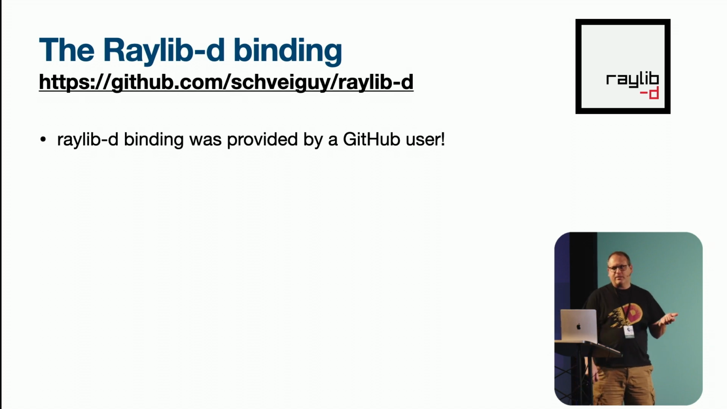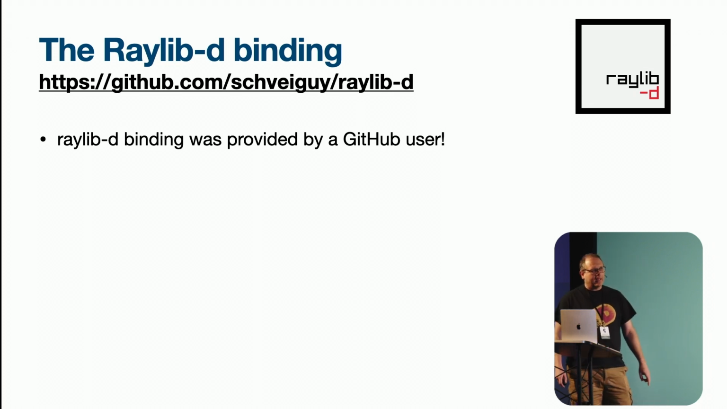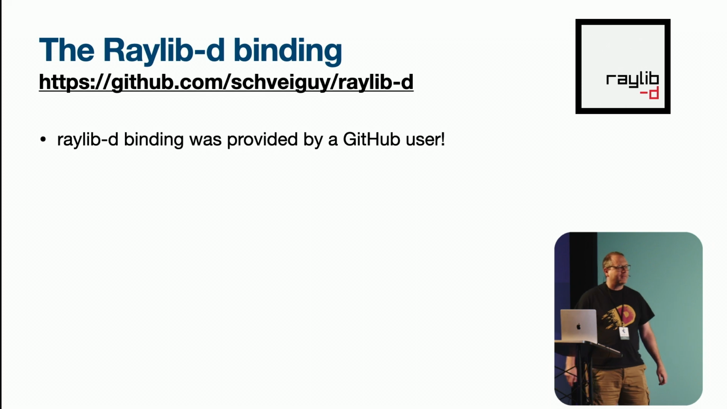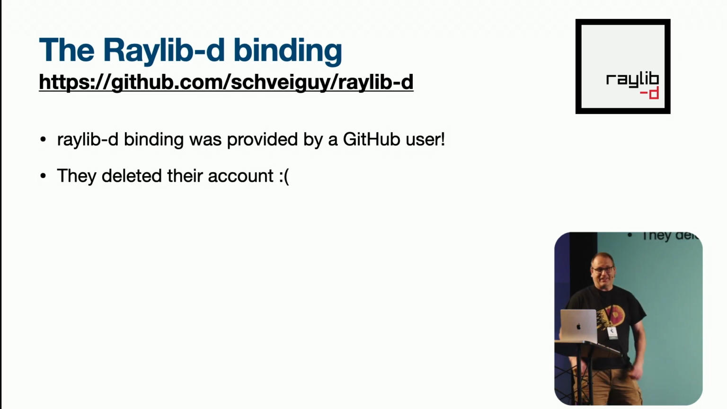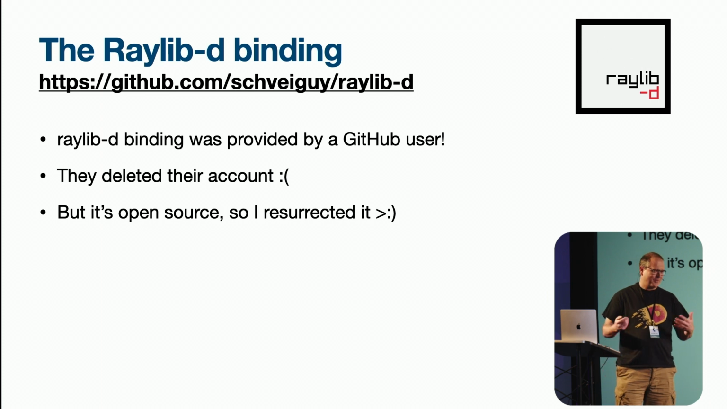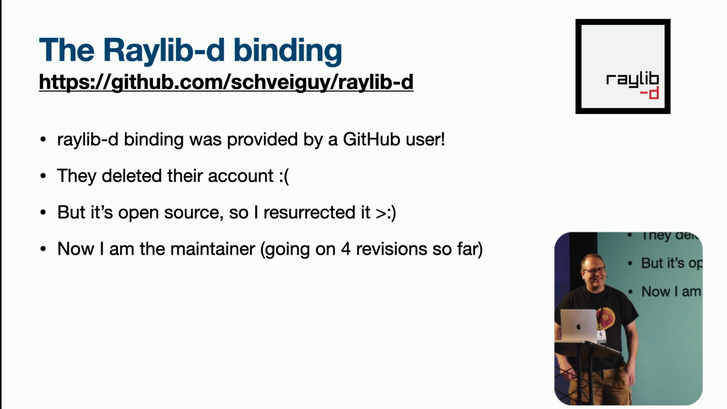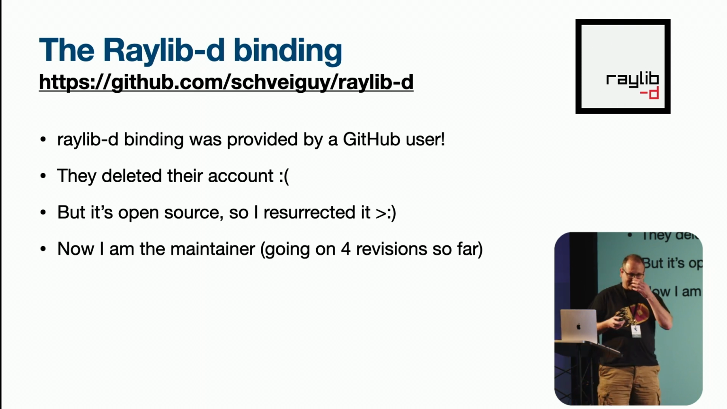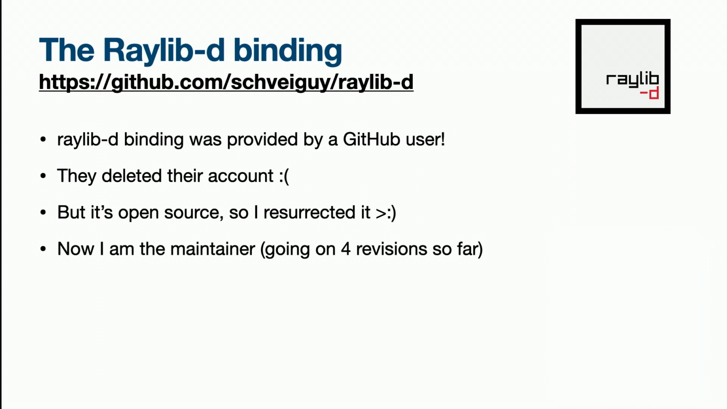So there was the raylib-d binding. And this was included as part of the video series with Kyril. And it was provided by a GitHub user. And then he deleted his account. Like deleted the entire GitHub account. So I still needed it. But it's open source, so I resurrected it. And now I am the maintainer of raylib-d. And going on four revisions so far. And it's not that bad.